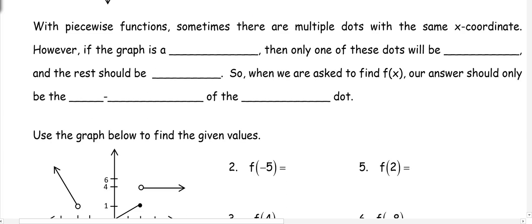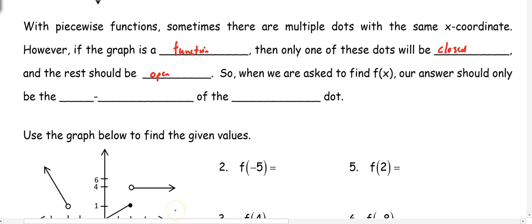So with a piecewise function, sometimes there are going to be multiple dots with the same x-coordinate. However, the graph is going to be a function if only one of these dots is closed, and the rest of the dots will be open. So when we are asked to find f of x, your answer should only be the y-coordinate of the closed dot.